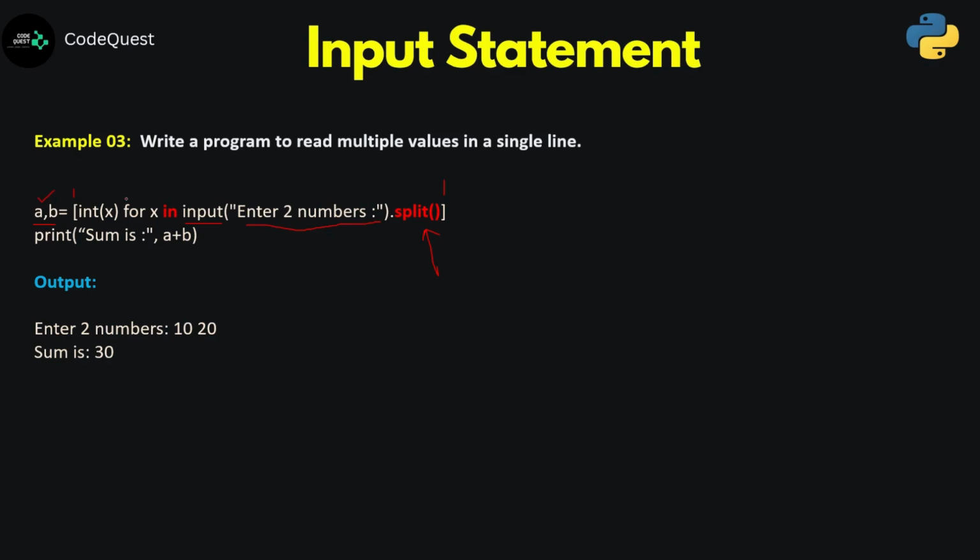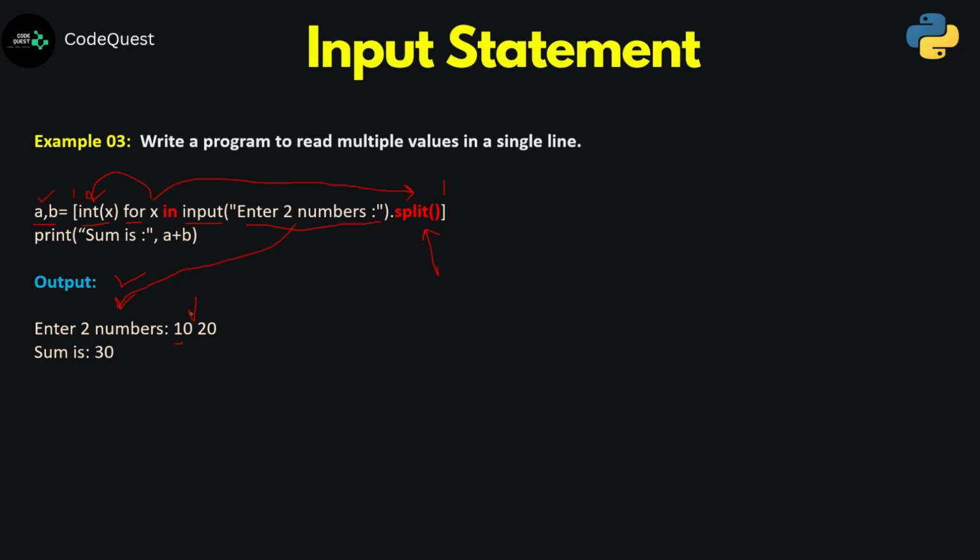Now this x, after this for, you can see we have written x. This x is going to take each of the values that is supplied here. Each value that I'm supplying here is separated by a space, and each of those values will be typecasted into integer. If you do not use this typecasting, they will be considered as strings automatically. So at the output, when I run this, I am getting this, enter two numbers, the message, followed by those two numbers, which I am separating with a space.